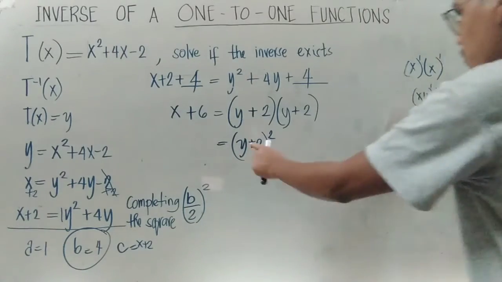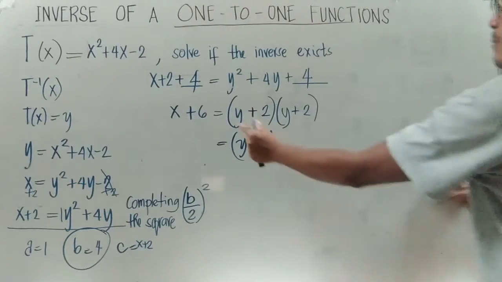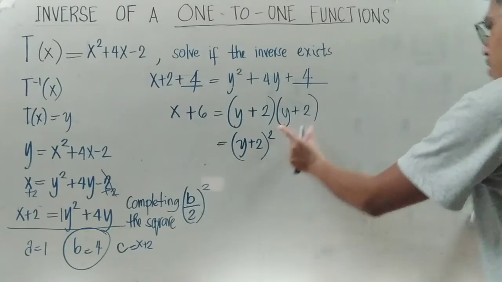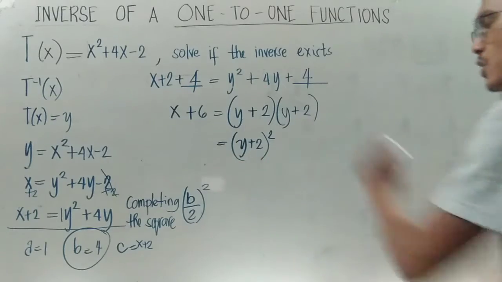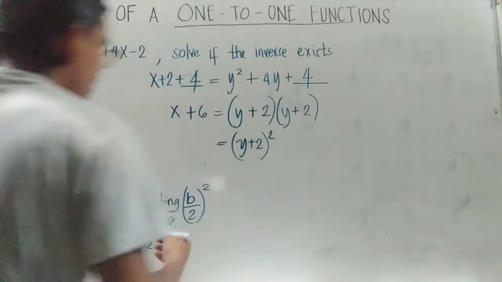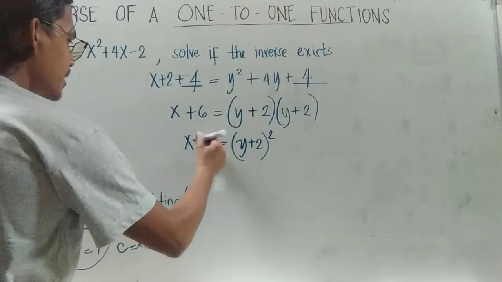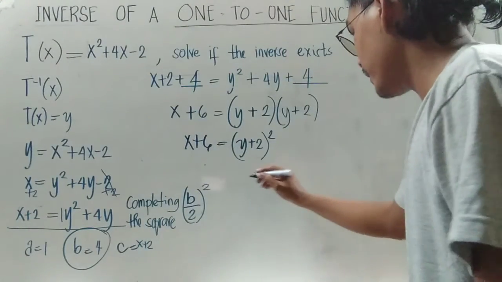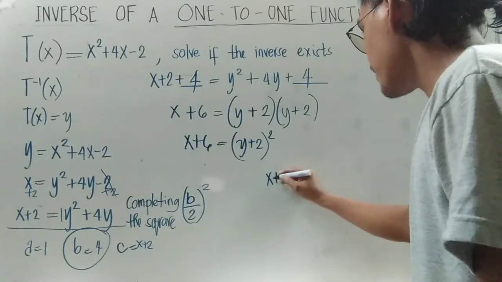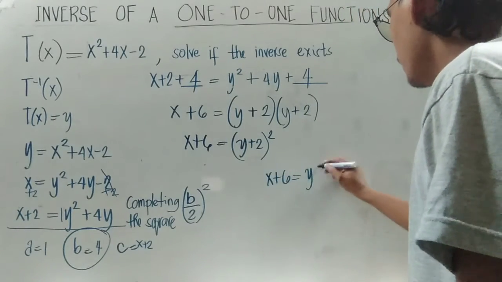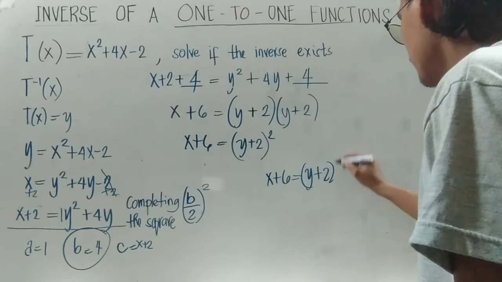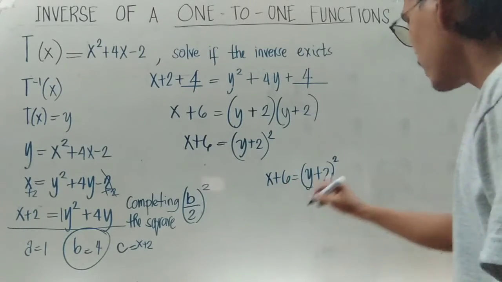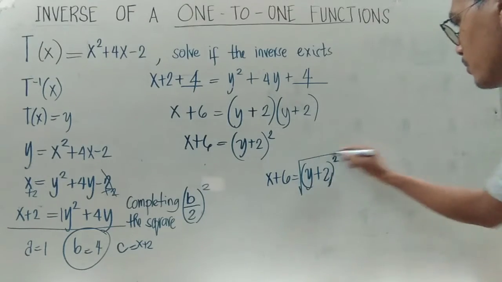Okay? So let's proceed, and that is why the quantity of y plus 2 times the quantity of y plus 2 is equal to the quantity of y plus 2 squared. So that is the concept behind it. Continuing, we have x plus 6. Okay? So I will write it in here. x plus 6 equals y plus 2 quantity squared. So how can we get rid of the square? Of course, we have to take the square root.